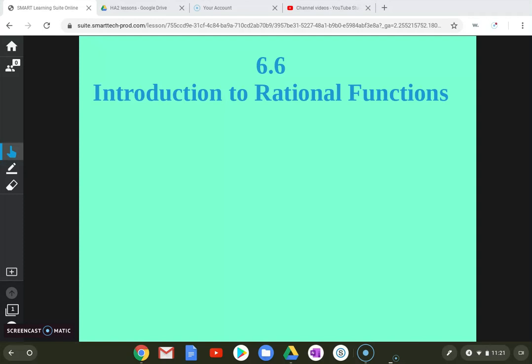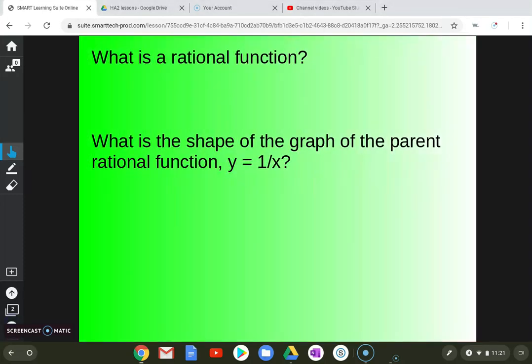Hi everyone, it's time to do section 6.6, which is our switch over to rational functions. Let's jump right in. What is a rational function?